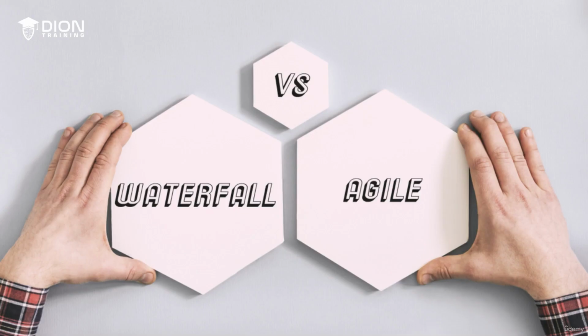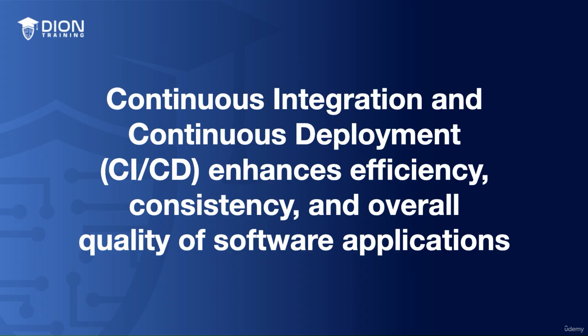So, hopefully you can now see why we wanted to move from the waterfall development methodology to the agile or iterative method, and now to a continuous integration and continuous deployment methodology to really decrease the time it takes to create and release a usable function or feature to our end users. By using continuous integration and continuous deployment, also known as CI/CD, we can significantly improve the efficiency, consistency, and the overall quality of our software applications.